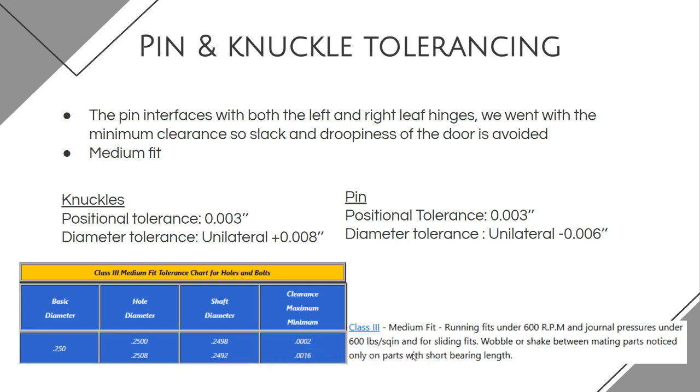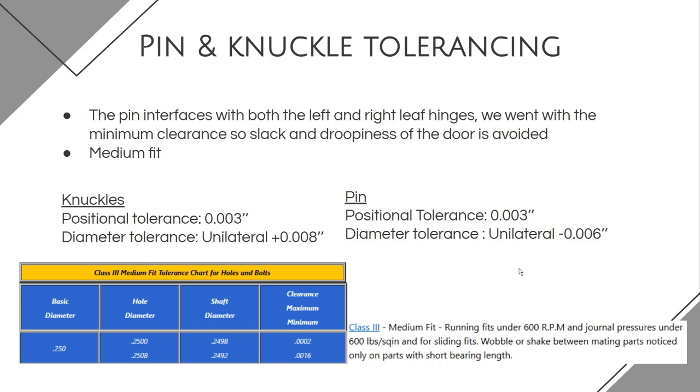Lastly, we have the pin and knuckle tolerancing. So the pin interfaces with both the left and the right leaf hinges, and we wanted to go with the minimum clearance so the slack and the droopiness of the door is completely avoided. We went with the medium fit, so we referred to the chart in the bottom left corner where we could match the inner knuckle diameter to the hole diameter on the chart and the pin diameter to the shaft diameter on the chart.